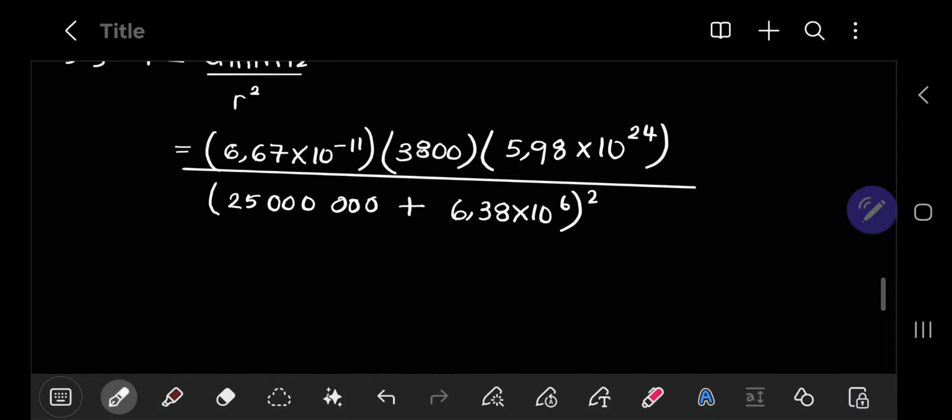Now all you have to do is plug this into your calculator, and the value that you should get is 1539.23 newtons.